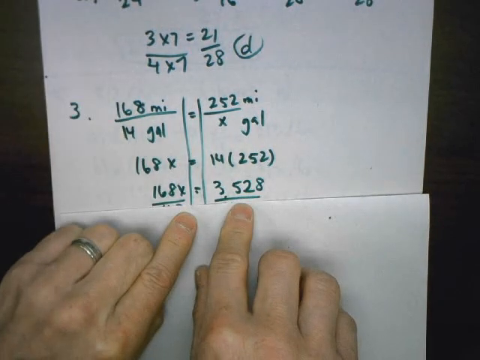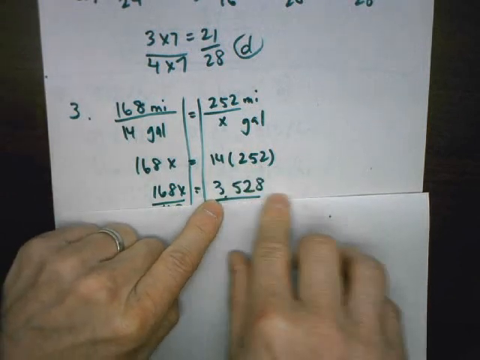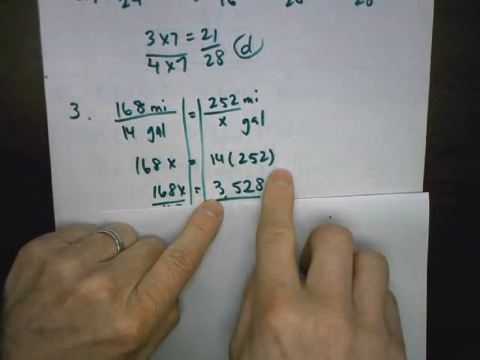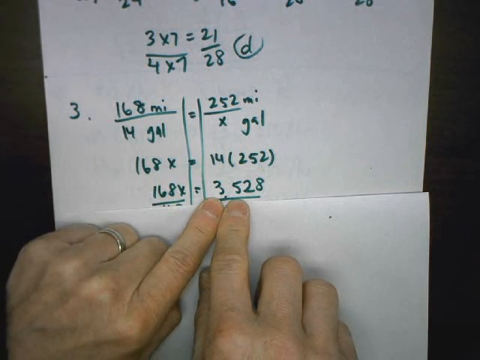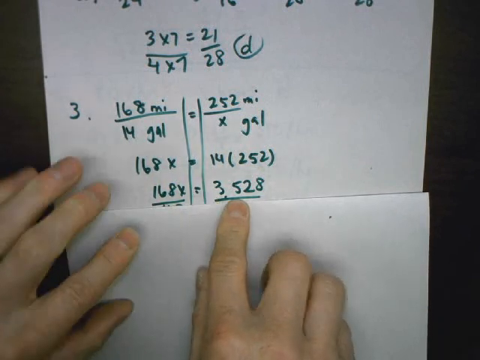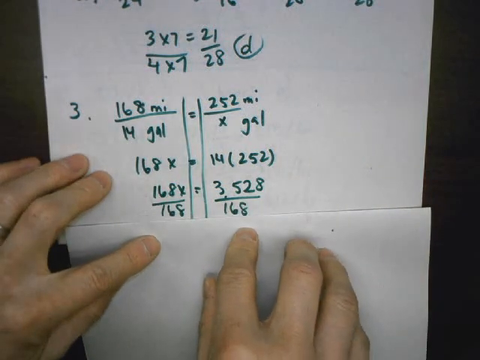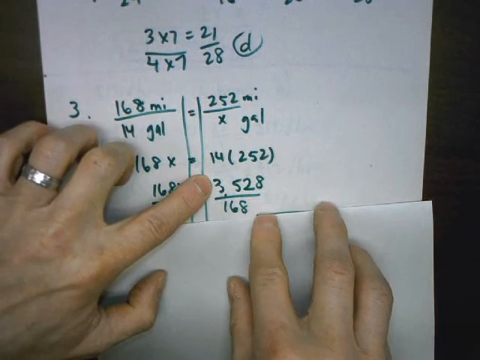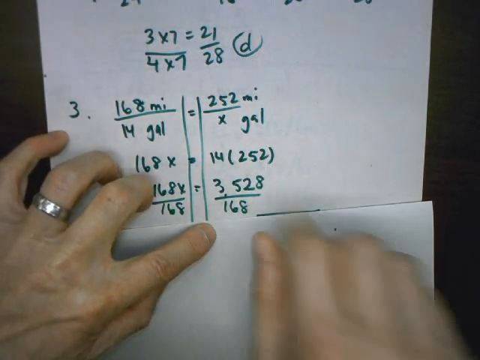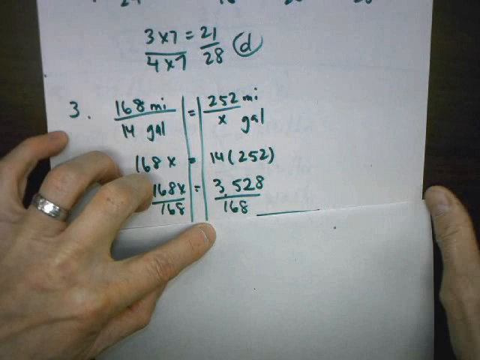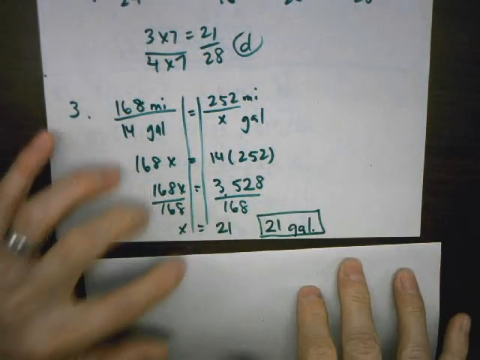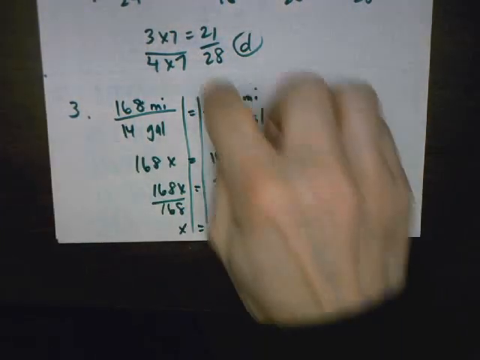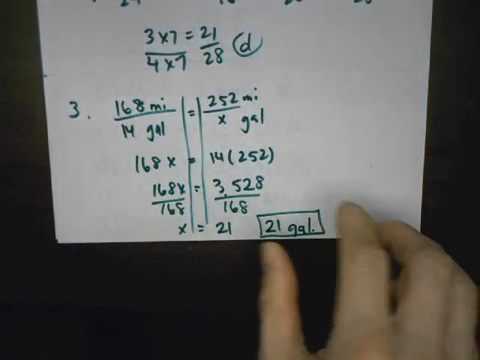Now when I do 14 times 252, pause the video and do that off to the side now. Make sure that you got 3,528. If you didn't, do it again and get the right answer. Then I divide both sides by 168. Divide 3,528 by 168. Remember to go in and out, pause that, do that now. And when you did that, you should have gotten 21, which means 21 gallons because x stood for gallons.